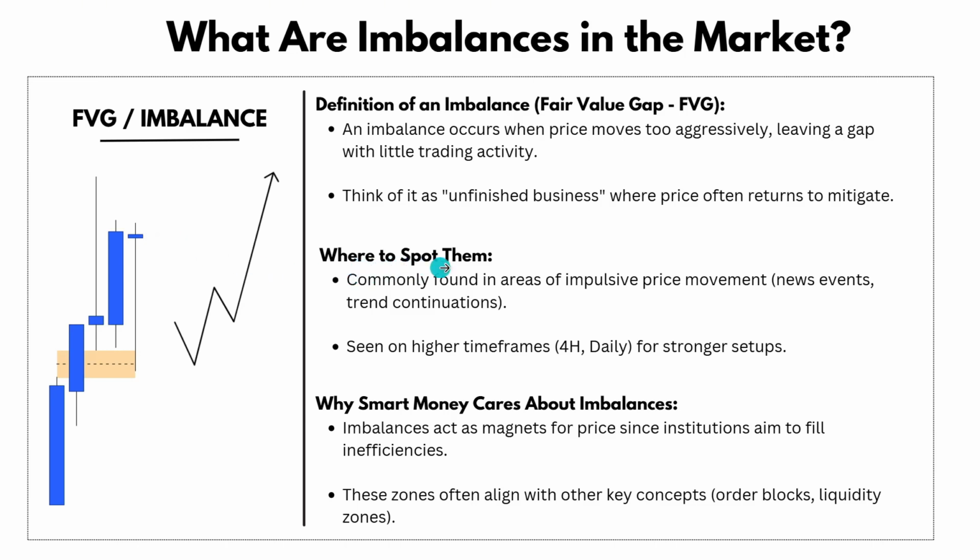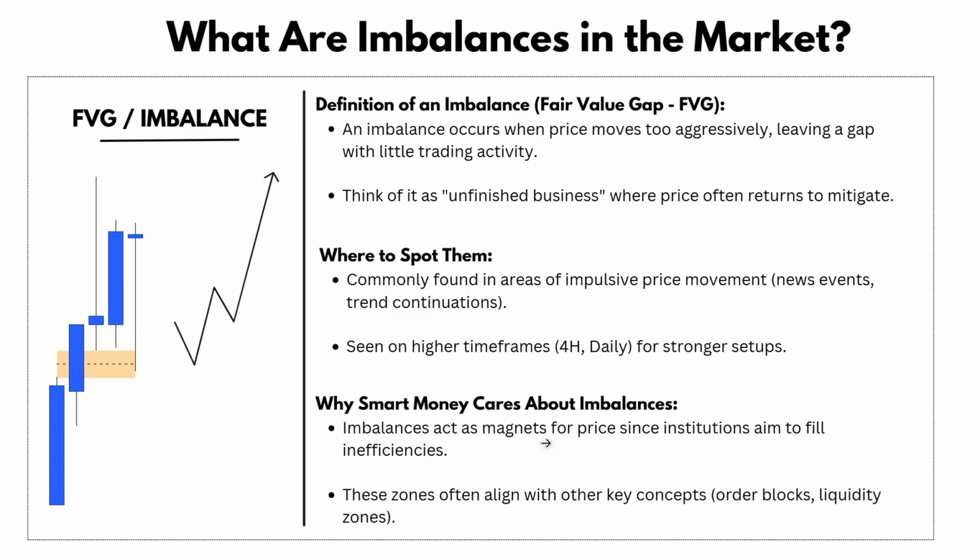So where exactly do we spot them? They can be commonly found in areas of impulsive price movement, such as news events or trend continuations. As you can see here, this is an impulsive bullish move. Therefore, it left this imbalance right here, where price has to come back and mitigate it before it goes back to higher prices. We can clearly see them on the higher time frames, such as the 4-hour and the daily, for stronger setups. Why exactly do smart money care about imbalances?